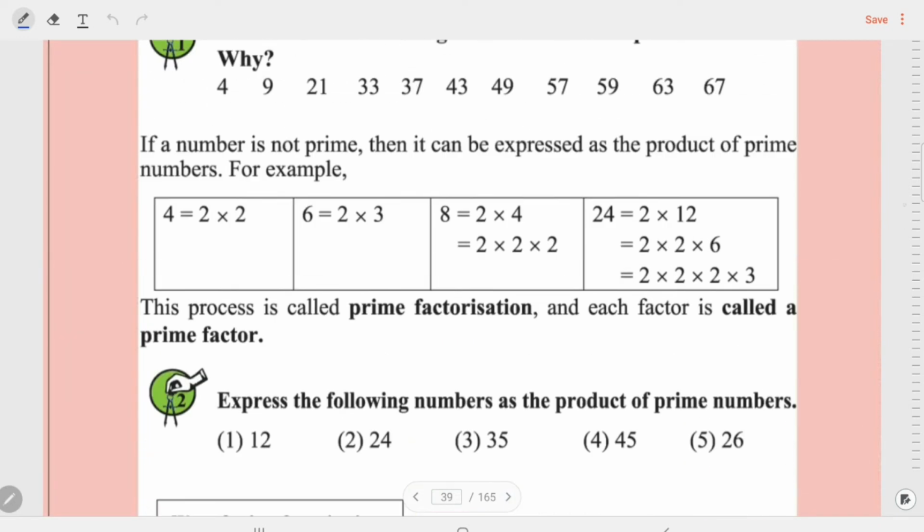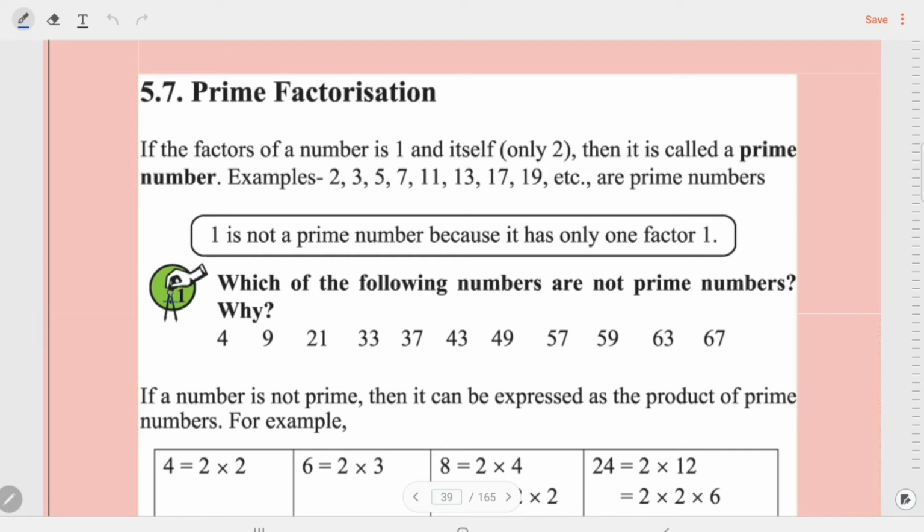Okay, calm down. Prime factorization. If the factors of a number are 1 and itself, then it is called a prime number. Examples of prime numbers are 2, 3, 5, 7, 11, 13, 17, 19. 1 is not a prime number because it has only one factor.